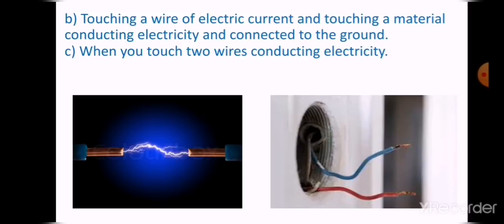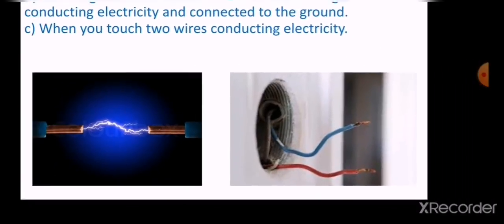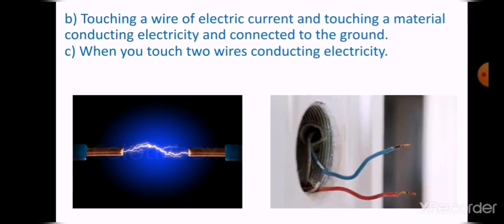Number two, touching the wire of an electric current and touching material conducting electricity and connected to the ground. Number three, when you touch two wires conducting electricity, like this, when you touch these two wires connecting the electricity, it may cause the electric shock.